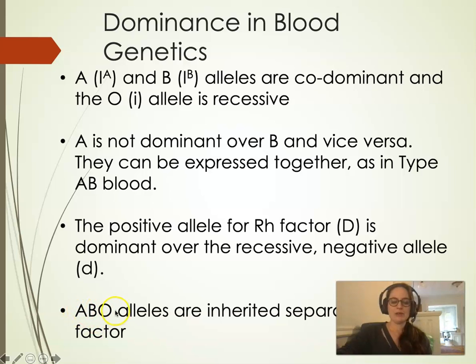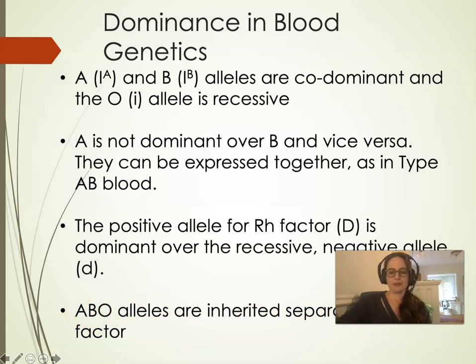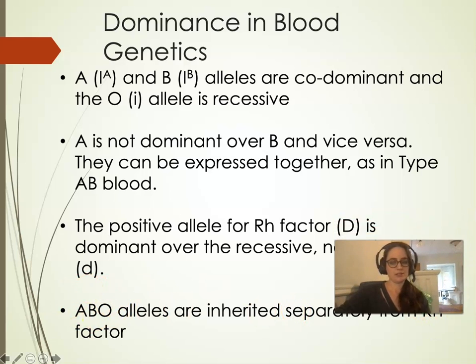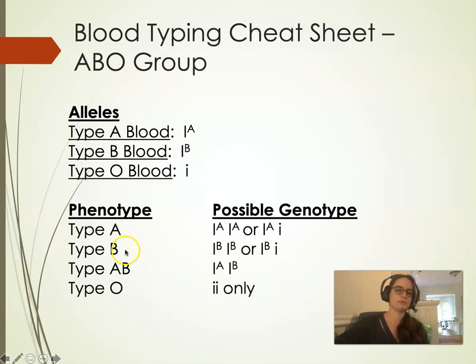And again, ABO alleles are separate from RH factor. They're inherited separately. This is going to be one Punnett square. This is going to be a second Punnett square. Again, here's our annotations. I superscript A, I superscript B, both capital letters. Type O blood, lowercase i only.